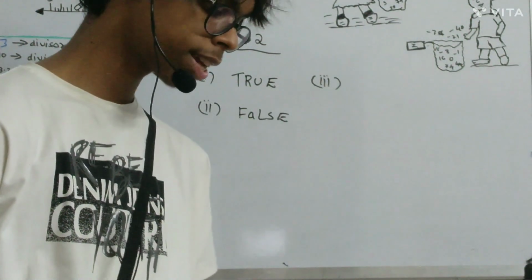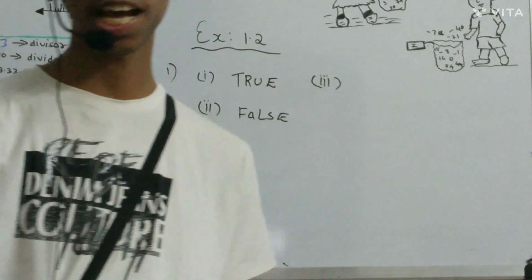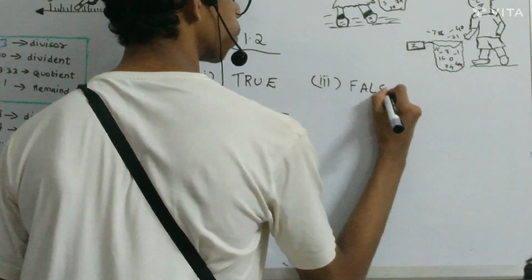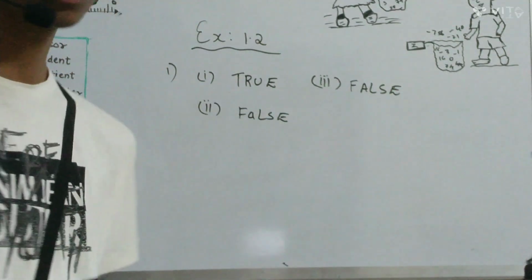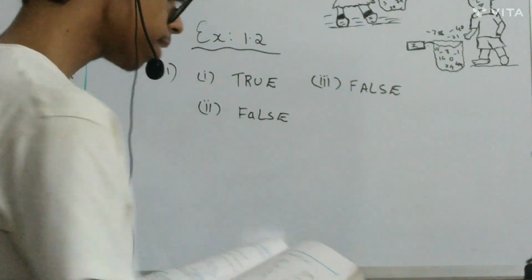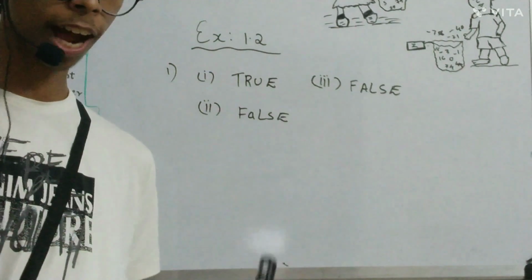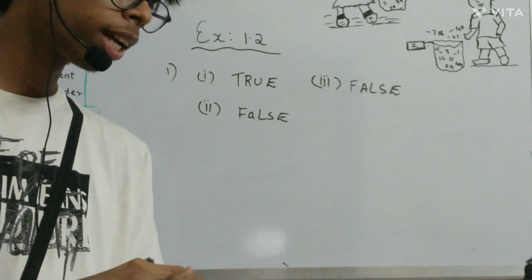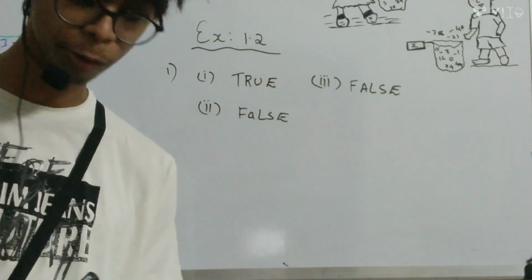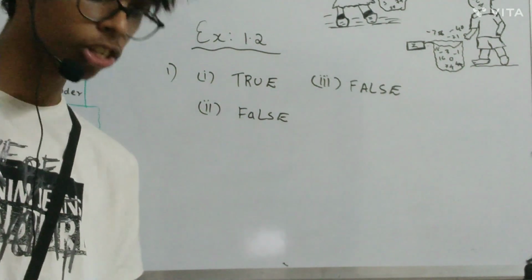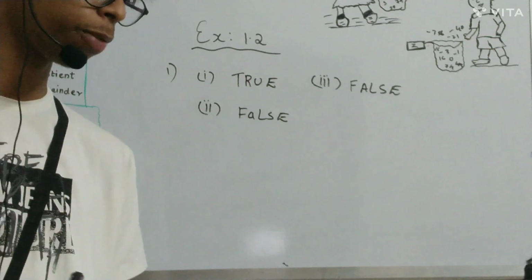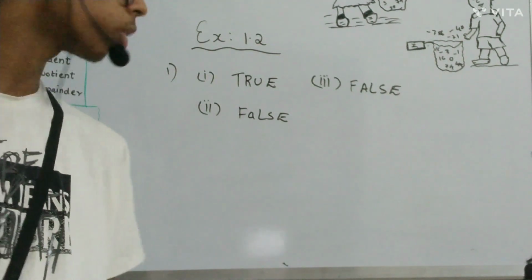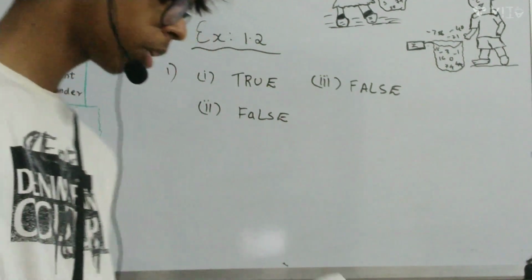Now the third question is, every real number is an irrational number. Again, it is a false statement. Why is it a false statement? Just now we said that real numbers consist of both rational and irrational numbers. So we cannot say that every real number is an irrational number. Every real number can be rational or irrational. So that is a false statement.